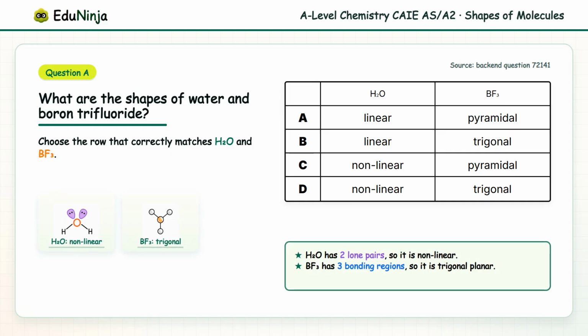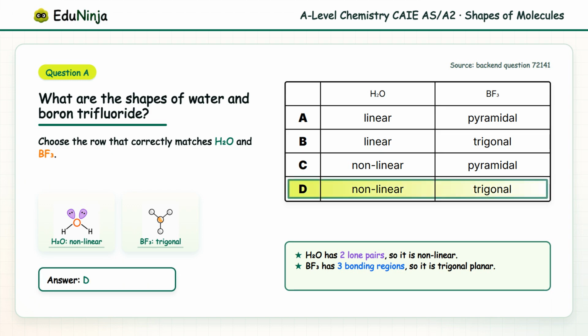Water has two lone pairs, so the molecular shape is nonlinear. Boron trifluoride has three bonding regions arranged evenly, so its shape is trigonal planar. So the correct answer is D. Water is nonlinear, and boron trifluoride is trigonal planar.